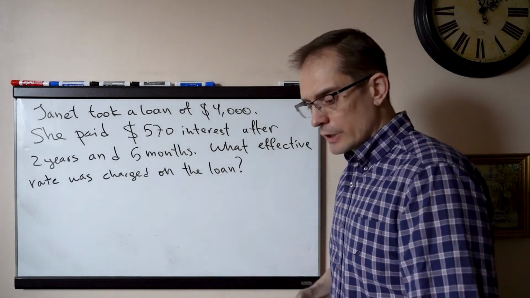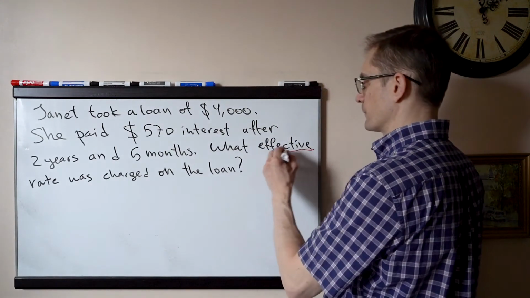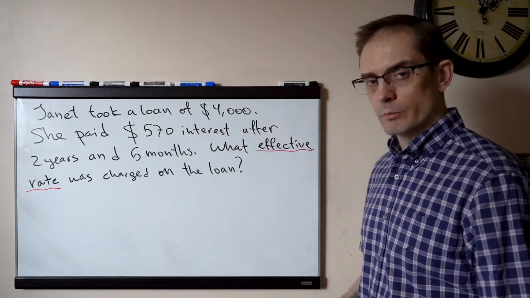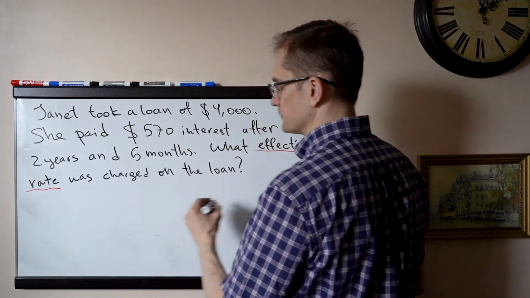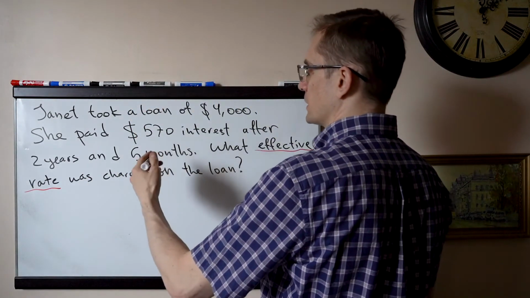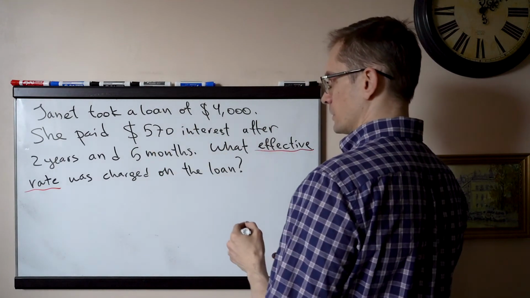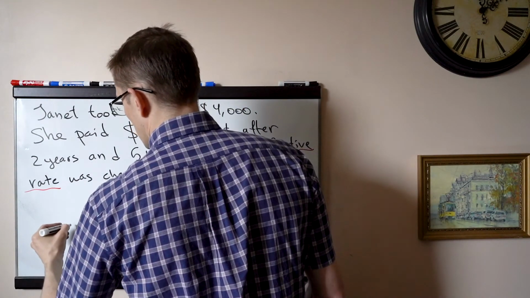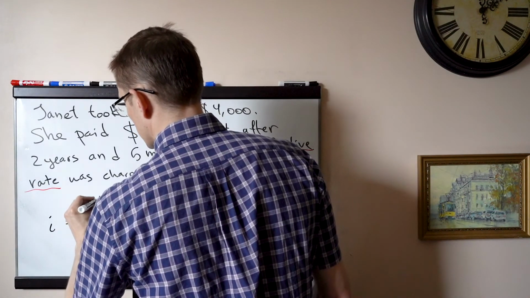Well, this is just a regular find-a-rate problem, but disguised with these words effective rate, right? But we already know that effective rate is rate compounded annually. So if you want to find this effective rate, we first need to know what compounded annually rate will give Janet $570 of interest, right? So that's actually the problem for I, so let's use that formula for I in this case.